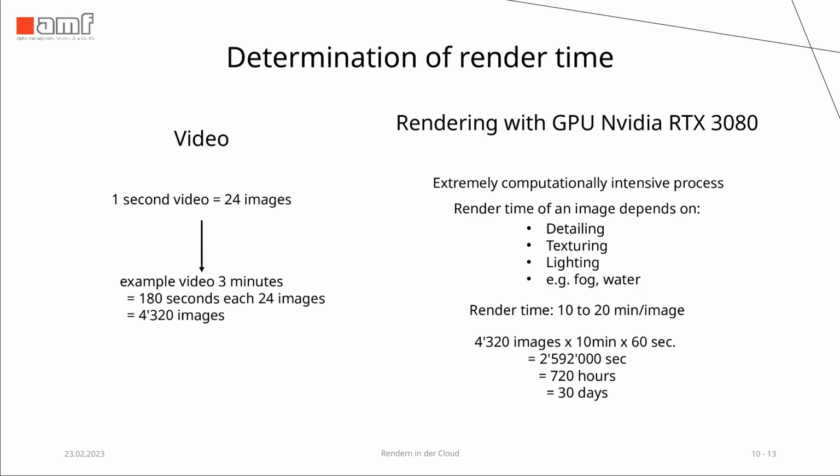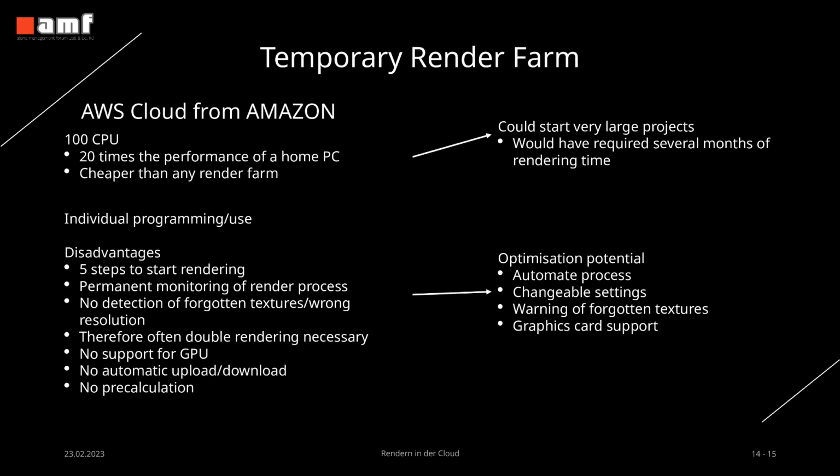But we are mostly focused on a bit smaller projects. But still, for our 3-minute video with 10 minutes per image, this is still 30 days of pure computation on one PC. So yeah, let's make that faster. I first developed a prototype render farm based on AWS with 100 CPU machines, which allowed us to speed up our process 20 times. This was also cheaper than any of the other render farms on the market at the time.